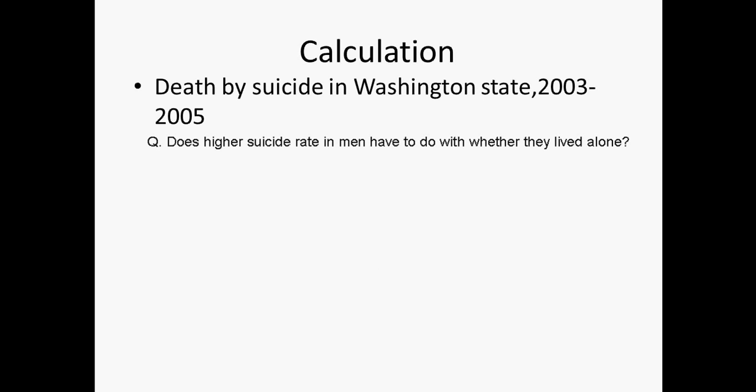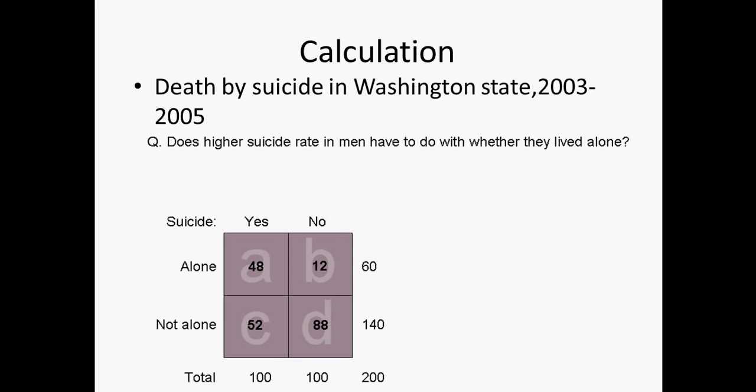Now, if we make a 2 by 2 table over here, we can see here that suicide, yes, means those who commit suicide, no is those who do not, living alone and not alone, and these are the numbers in each of the cells, and these are the totals for the rows and for the columns.